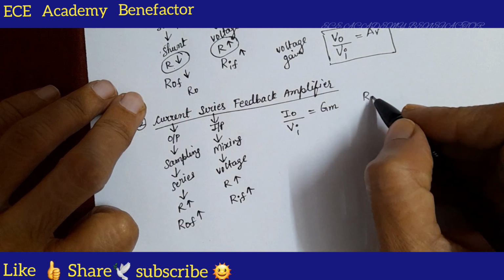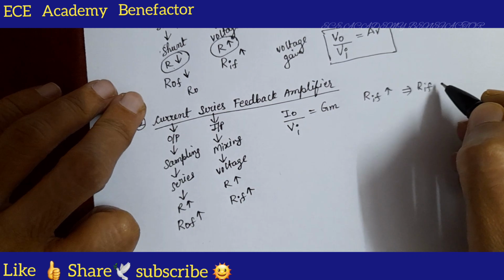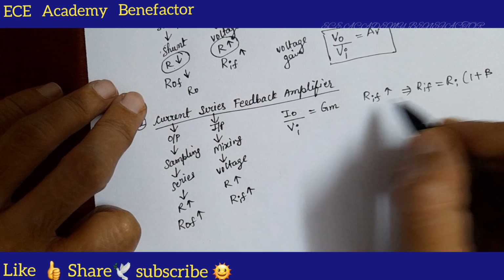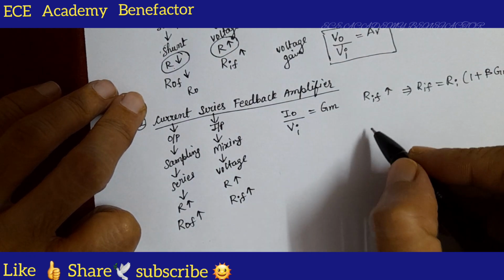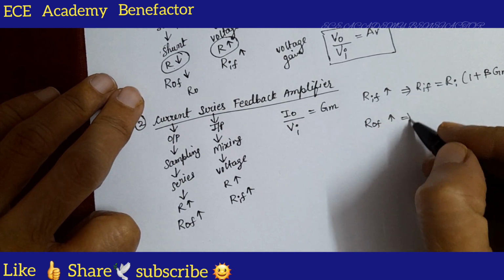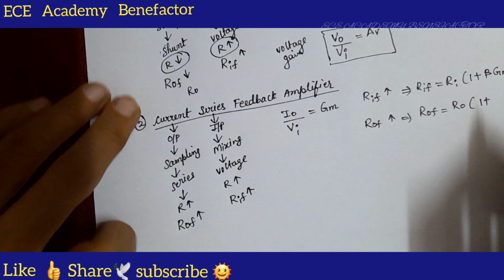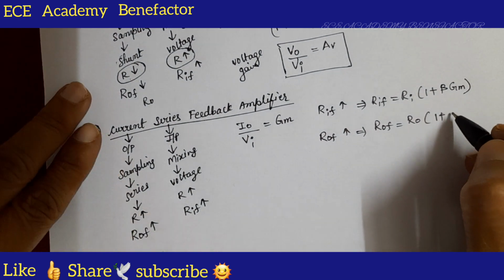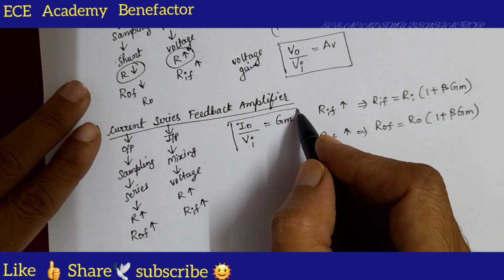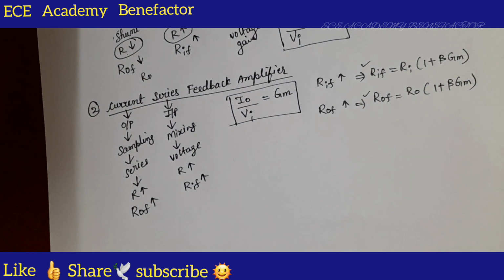So what will be increased? RIF is increased. So what will be the equation? RIF is equal to Ri times of 1 plus beta GM, where GM is the gain. ROF is also increased because of current sampling. So ROF is equal to RO times of 1 plus beta GM. Okay, so this is how you write the equation of RIF and ROF for current series feedback amplifier.